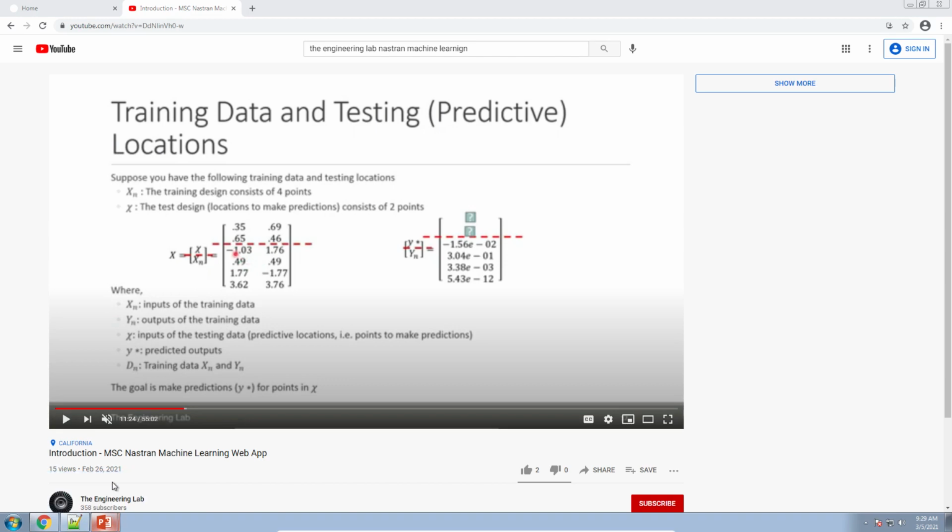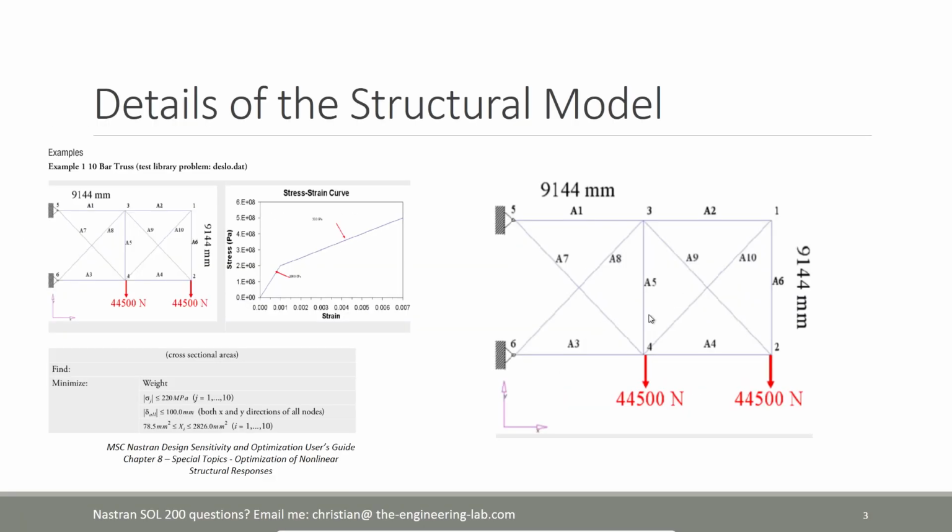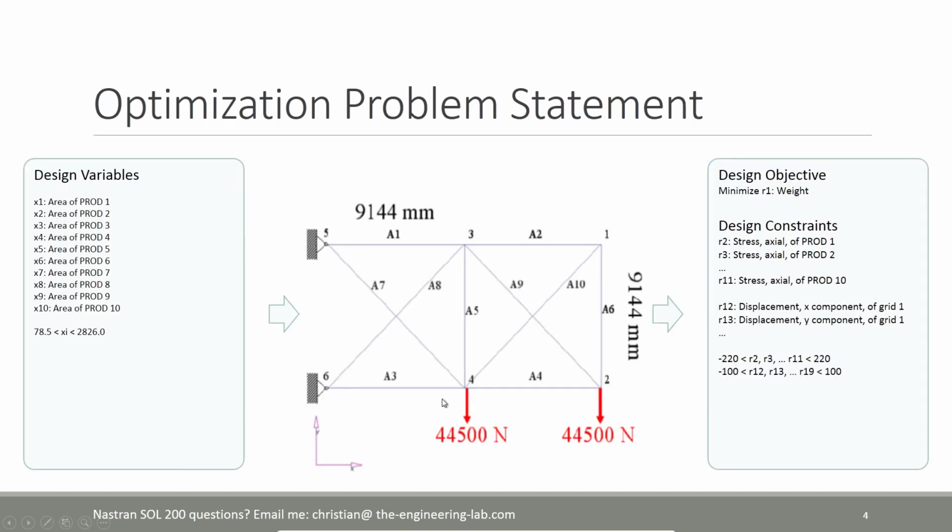Now going back to today's tutorial. So just to quickly recap, this problem features nonlinear responses, so a gradient-based optimizer is not ideal. As an alternative, we're using machine learning to improve the performance of the structure. Now let's go over the optimization problem statement.